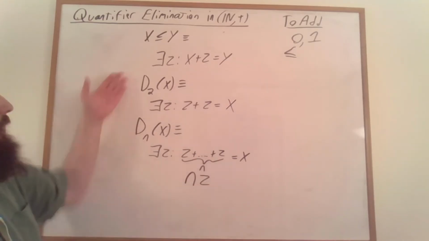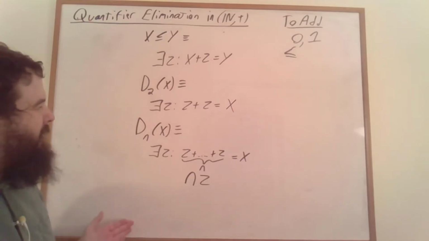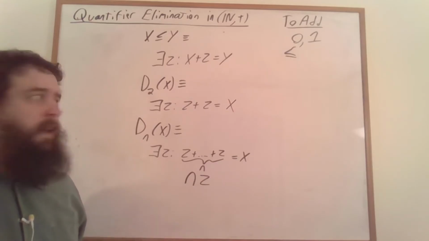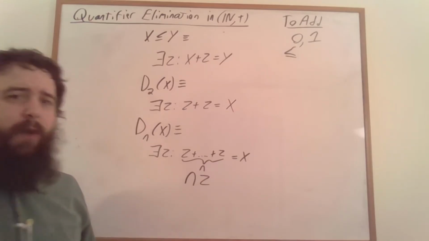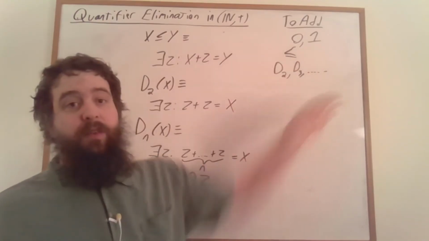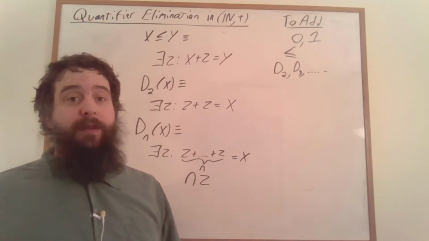Of course, we don't need to add in all of these divisibility predicates. If a number is divisible by 2 and divisible by 3, then it's divisible by 6. But let's throw them all in anyway. So I claim that this is all that we need to add into our language in order to get quantifier elimination.